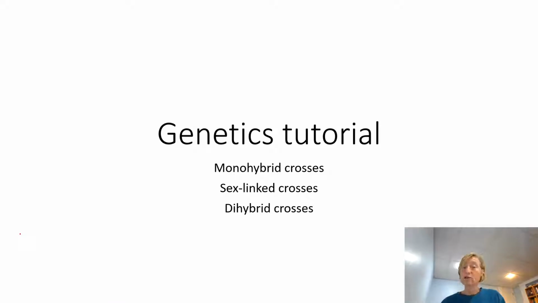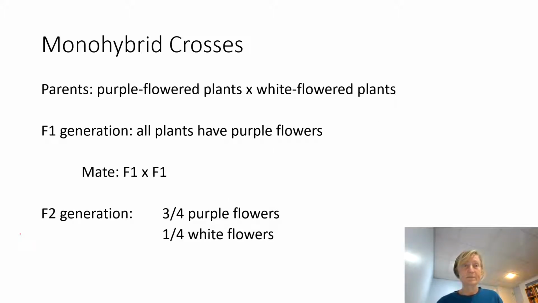Okay, we're going to take a look at monohybrid crosses, sex-linked crosses, and dihybrid crosses. All of these crosses are in exercise 11. So, monohybrid crosses. Here is an example of a monohybrid cross, and it's an example that comes out of your Campbell biology textbook that Gregor Mendel did with pea plants.